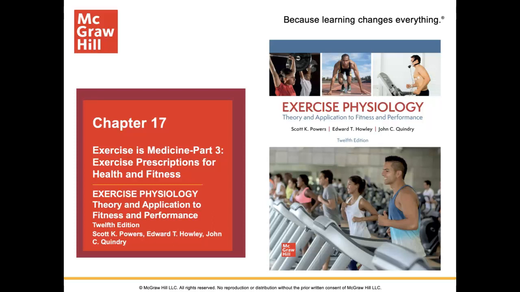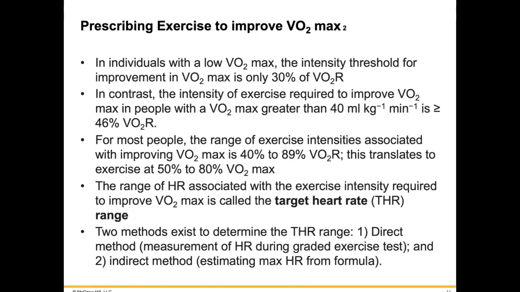We are going to call this lecture Part 2, and we're going to continue our discussions on the exercise prescriptions for health and fitness. Now, we left off talking about prescribing exercise in order to improve our VO2 max. When we see that individuals have a low VO2 max, their intensity threshold for improvement is only about 30% of their VO2 reserve, whereas people who already have high VO2 maxes, greater than 40 milliliters per kilogram per minute, need greater or equal to 46% of their VO2 max.